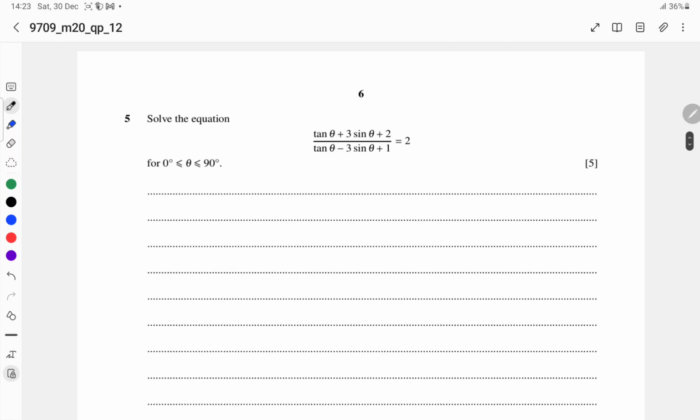So let's see another question. We have to solve this trigonometric equation for theta from 0 to 90 degrees, right? So it's for 5 marks. So let's try solving this. Tan theta plus 3 sine theta plus 2 will be equal to, when we multiply it over here, we get 2 tan theta minus 3 times 6 sine theta plus 2, right? So when we simplify, we get tan theta, and then 2 and 2 are going to cancel. So we get tan theta equals 6 plus 3, 9 sine theta.